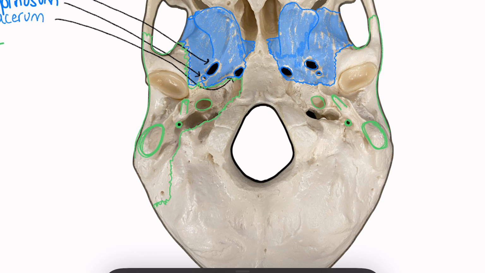Let me finish my outlining over here. Follow the suture down until we reach the edge. This structure right here that I'm outlining is the mandibular fossa. It's where your mandible meets up with the top part of your skull, and so it forms your TMJ, or your temporal mandibular joint. We can go ahead and color this in now.